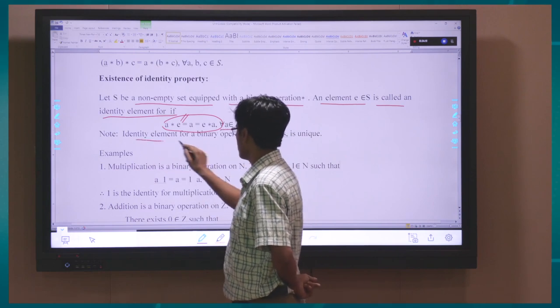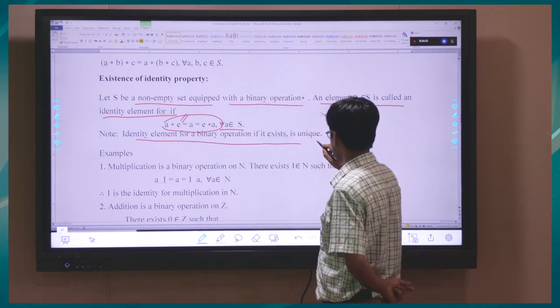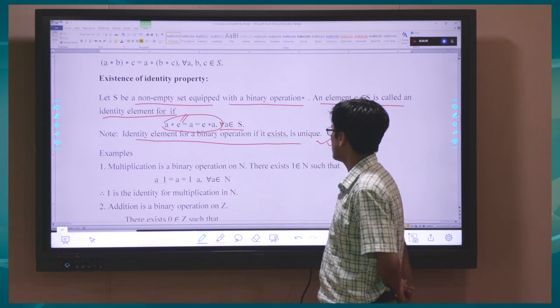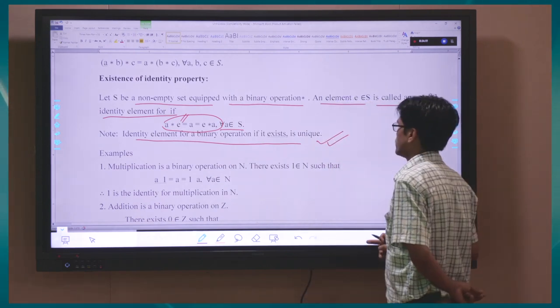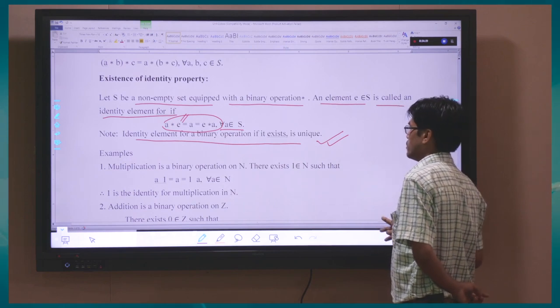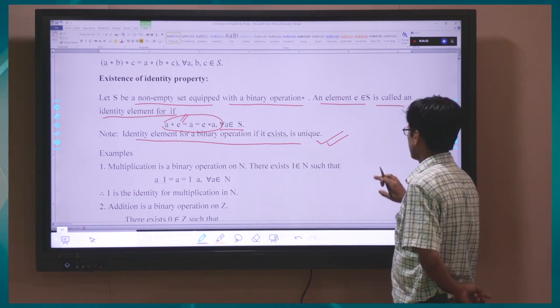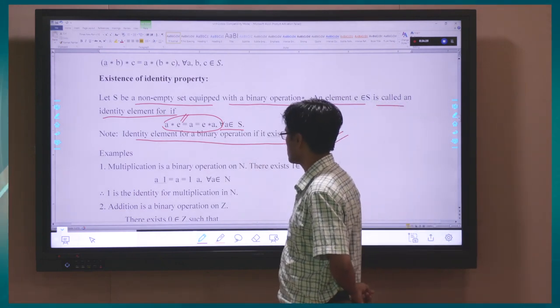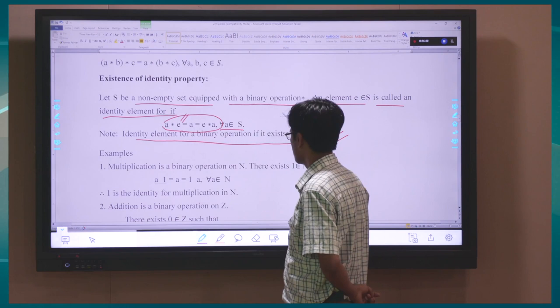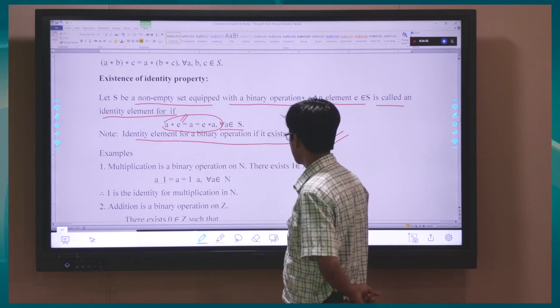The identity element of a binary operation, if it exists, is unique. There is only one identity element in a binary operation on a set. Now we consider some examples. How can we find the identity element of a binary operation on a set?